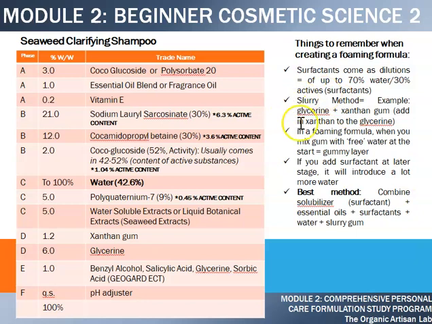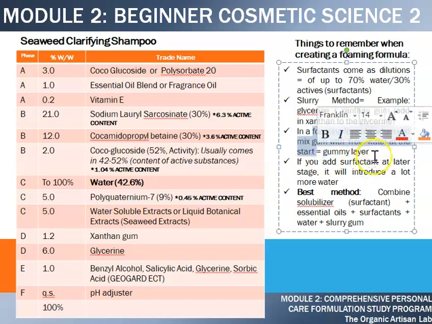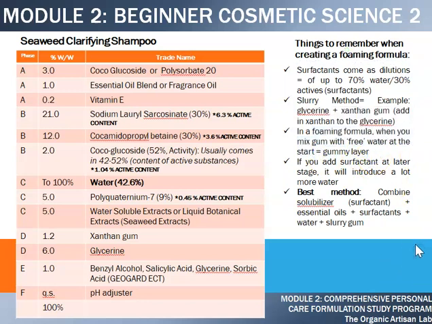In a foaming formula, when you mix gum with free water at the start, you will end up with a gummy layer. So we don't add our slurry to the water phase of our formulary, but we will add it later once it's already set as a slurry. Now, if you add surfactant at a later stage, it will introduce a lot more water because remember, our surfactants come as a dilution and it's got 70% water depending on what particular surfactant you are using.